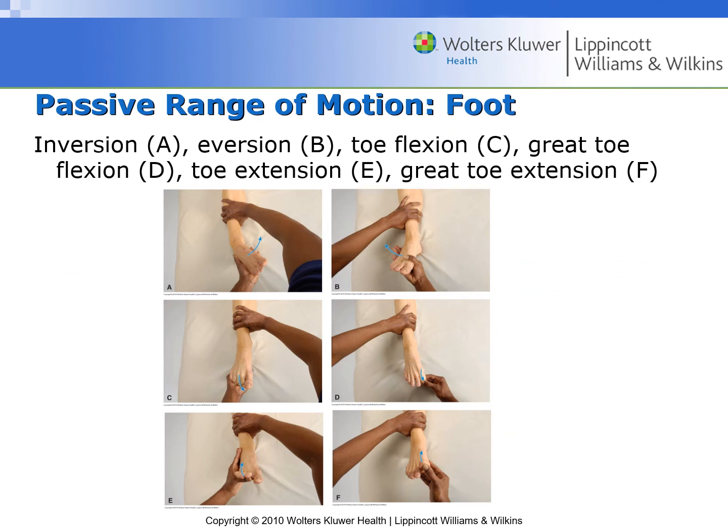And now let's look at passive range of motion of the foot. Illustration A demonstrates passive inversion. Illustration B demonstrates passive eversion. Illustration C demonstrates passive toe flexion. Illustration D demonstrates passive great toe flexion. Illustration E demonstrates passive toe extension. And illustration F demonstrates passive great toe extension.